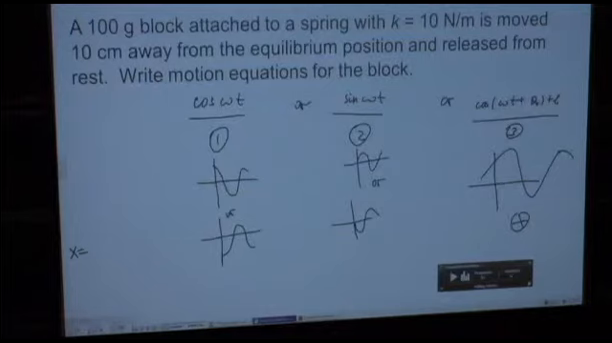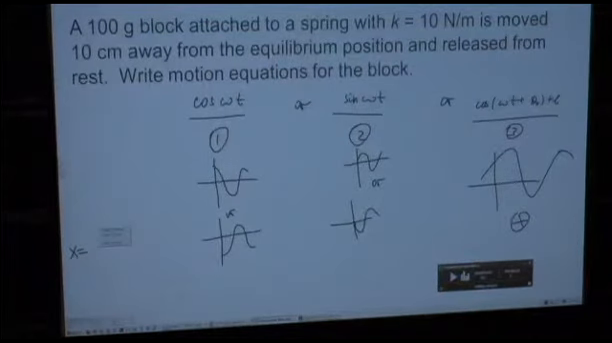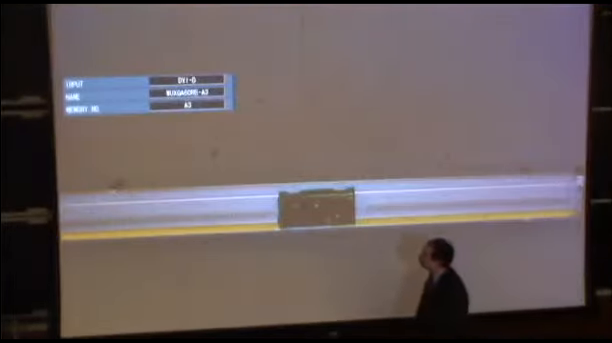x equals the amplitude times that function, and then... this is what is happening. Not the motion yet, not yet. Go.